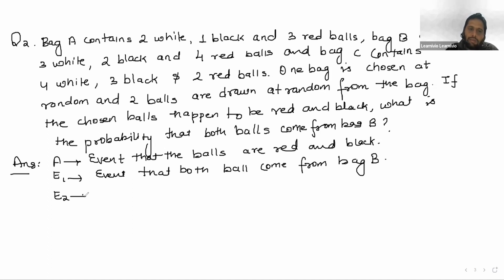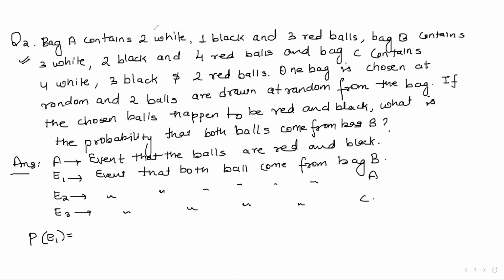Okay, so E1 is the event that both balls come from bag B. E2 is the event that both balls come from bag A. And E3 is the event that both balls come from bag C. Okay, so first we will find out P(E1), the event that both balls come from bag B. So you need to select 2 balls from bag B. Where is bag B? This one. Okay, so can you try now, Nabil? Yes, sir. Okay, please try.